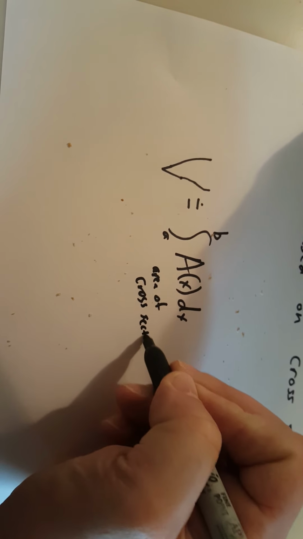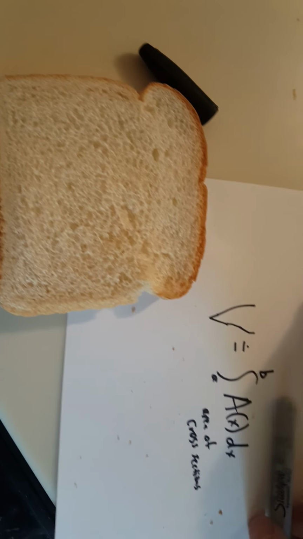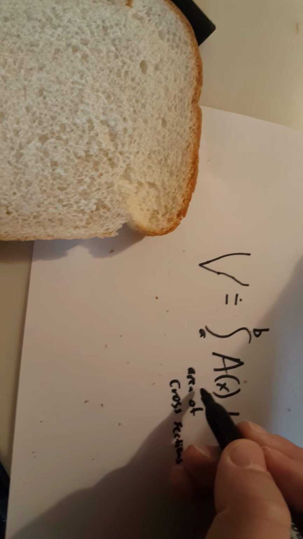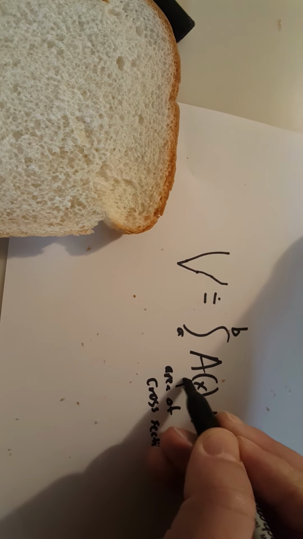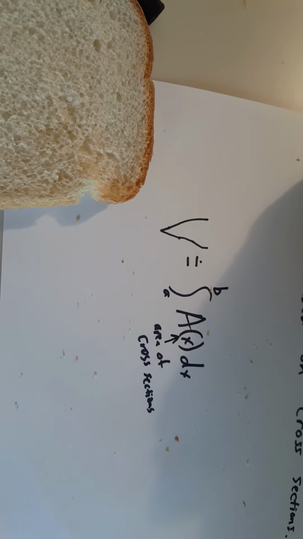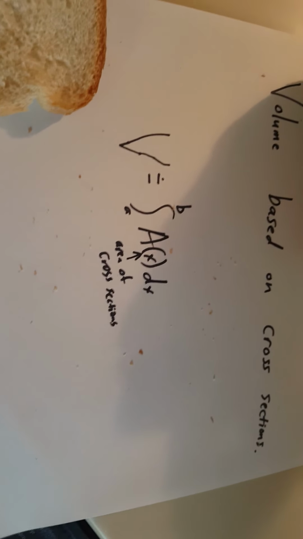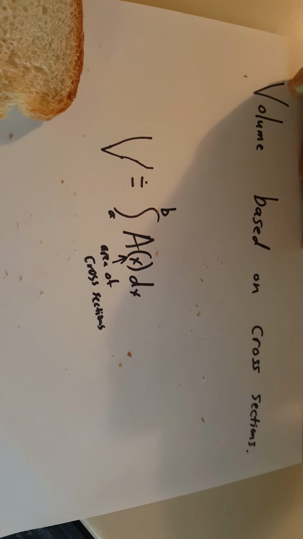Okay, now we don't know the formula for this shape, but we're going to have known shapes, rectangles, squares, circles, things like that, that we're going to plug in for A. So that's the idea of volume based on cross sections.